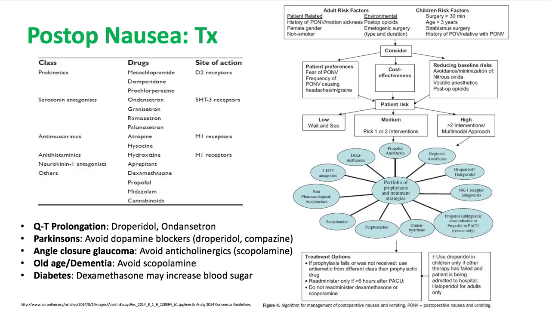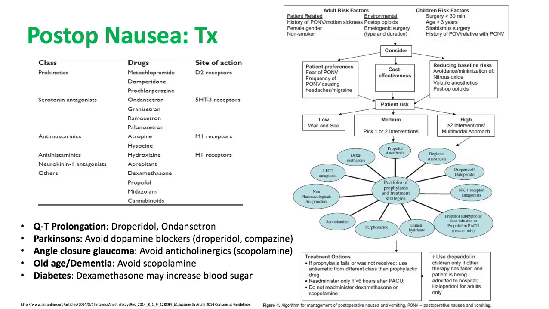Now, what do we do if our treatment options fail the patients in the recovery room? If our prophylaxis fails, use an antiemetic from a different class. Don't just repeat the same drug that you gave just a couple hours before. Readminister only if it's been more than 6 hours after the drug has been given, and don't readminister dexamethasone or scopolamine. They're long-acting, and there's no need to repeat it, at least according to our guidelines.